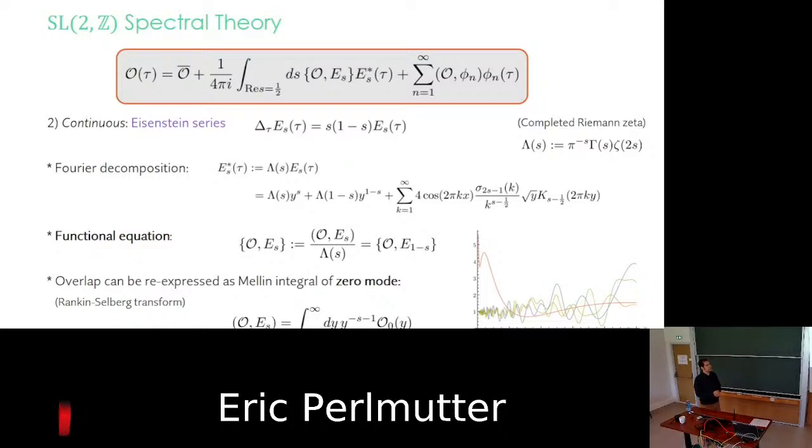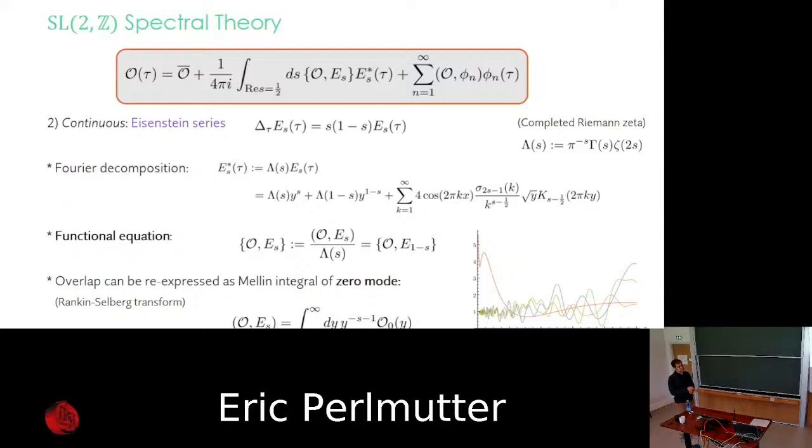If you define what's called the completed Eisenstein series by multiplying it by what is in turn called the completed Riemann zeta function, this E star of s obeys a functional equation. It's invariant under s goes to 1 minus s. And the Fourier decomposition is written here. It's rather simple. The zero mode is a sum of two powers. Here I'm talking about powers of y, which is Im tau, just to recall. It's obviously invariant under s goes to 1 minus s. The same is true of the non-zero modes, which functionally are just given by these Bessel or Whittaker functions.